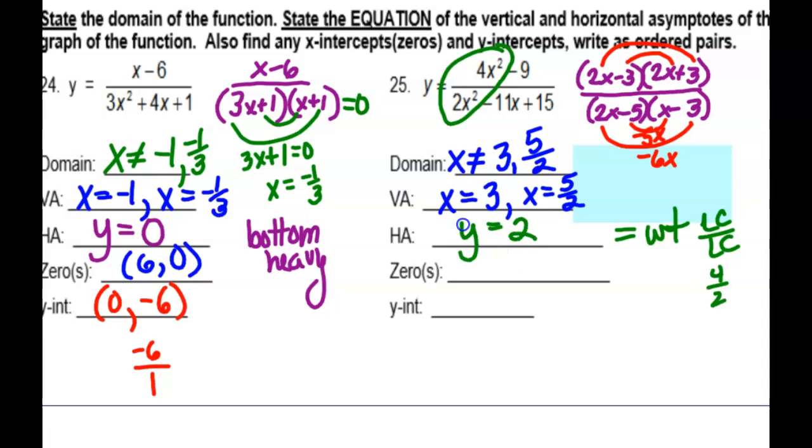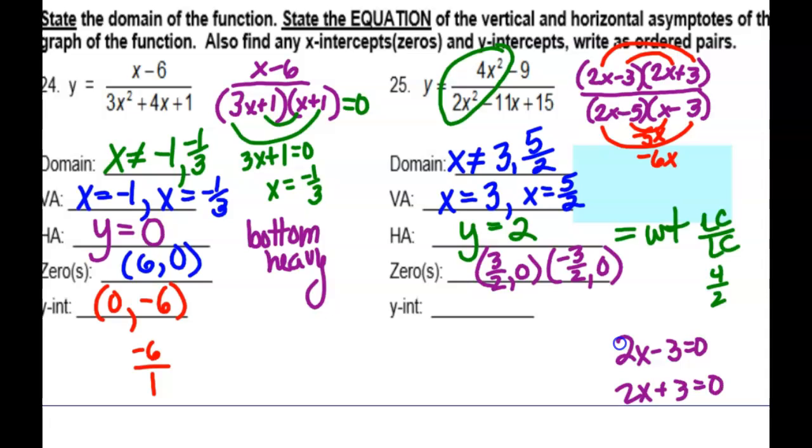Okay, the zeros are what makes the top 0? What two things would make that top 0? Positive 3 halves and negative 3 halves. Set each one of those top ones equal to 0. Those are ordered pairs.